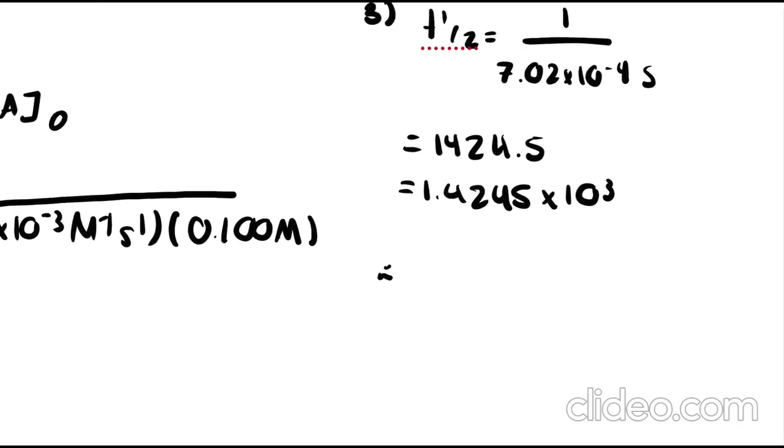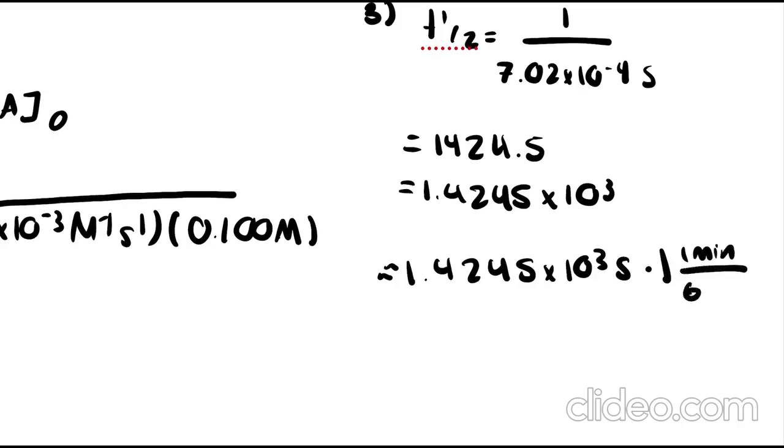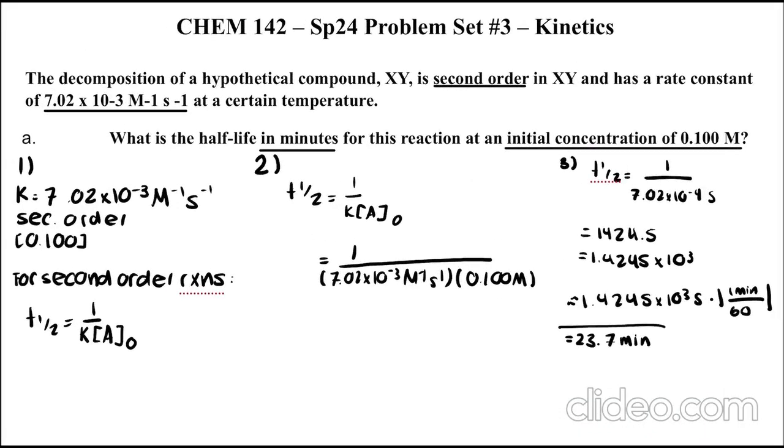However, since we need this in minutes, then we need to convert this using a conversion factor. So we know that 1 minute has 60 seconds. So if we use this conversion factor and we divide 1.4245 times 10 cubed by 60, we get an answer of 23.7 with our units in minutes. Thus, the result for question 5a is 23.7 minutes. In this way, by collecting relevant data and identifying the order of a reaction, inputting our data and doing our calculations, we have solved for the half-life of a second order reaction.